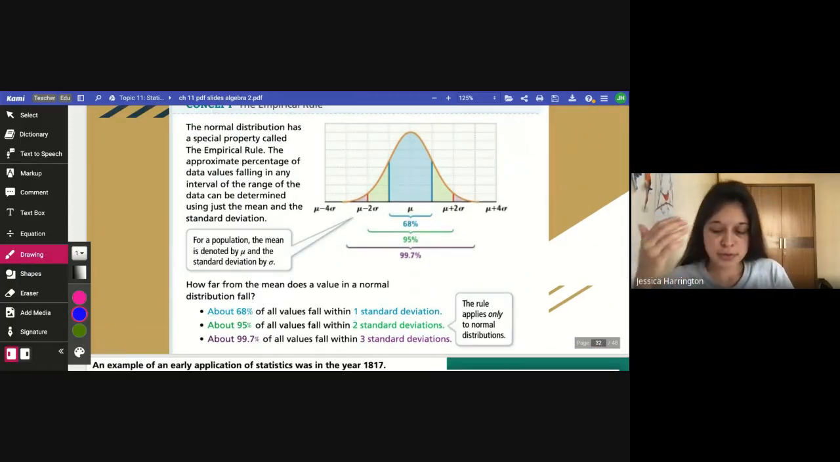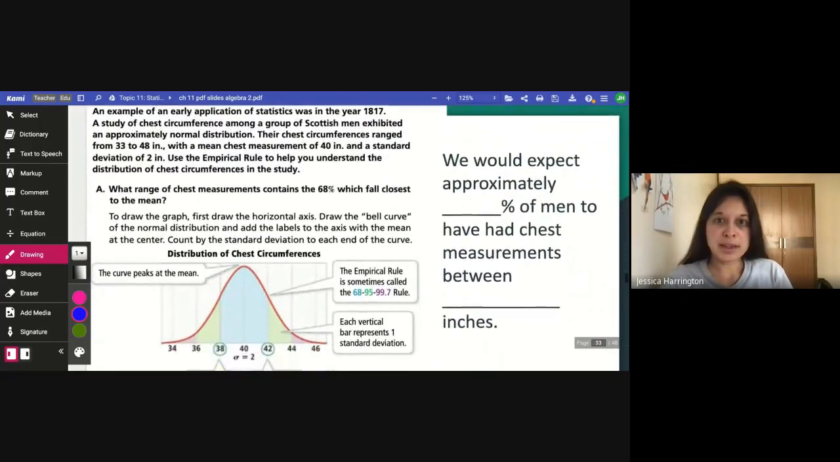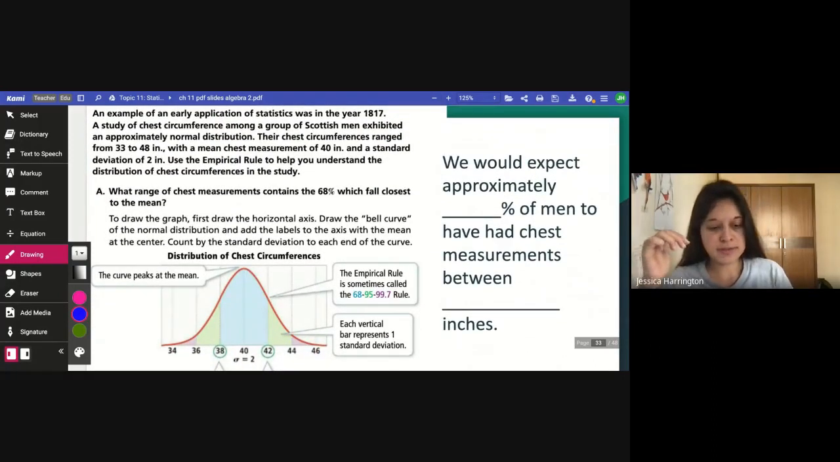So remember that a normal distribution means that it's a perfect bell curve, right? A normal distribution means that the mean is right in the middle of the data and it equals the median, right? Those two are equal. So let's apply this empirical rule to these other sets of data here.